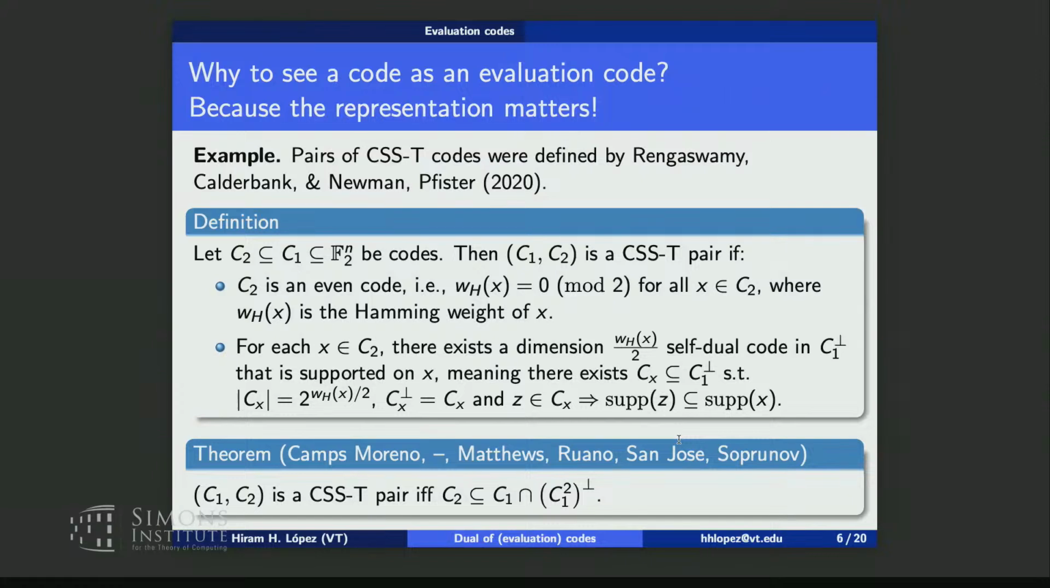You take one code C1, and then you can find, this is the square, with respect to the component-wise product, the component by component. That is what I mean by a square.